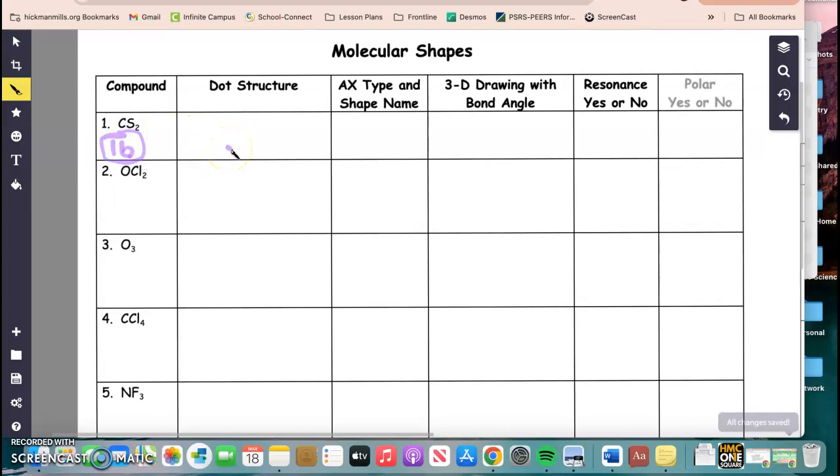So when we draw our Lewis dot structure, we have carbon in the center, and then we have 2 sulfur atoms on the outside. Right now they are only single bonded, which gives us 4, then 5, 6, 7, 8, 9, 10, 11, 12, 13, 14, 15, 16. Carbon does not have its octet because it only has 4 around it. So we're going to take 2 from each sulfur and make it so that there is a double bond.